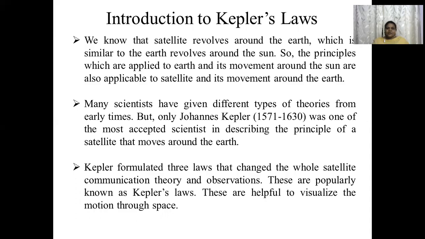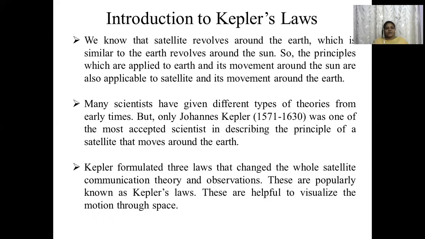So we know that the satellite revolves around the Earth, which is similar to the Earth revolving around the Sun. So the principles which are applied to the Earth and its movement around the Sun are also applicable to the satellite and its movement around the Earth. Many scientists have given different theories from early times, but Johannes Kepler, who lived from 1571 to 1630, was one of the most accepted scientists in describing the principles of a satellite that moves around the Earth. So Kepler formulated three laws that changed the whole satellite communication theory and observations.